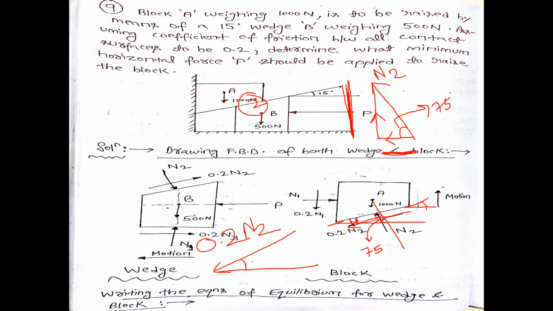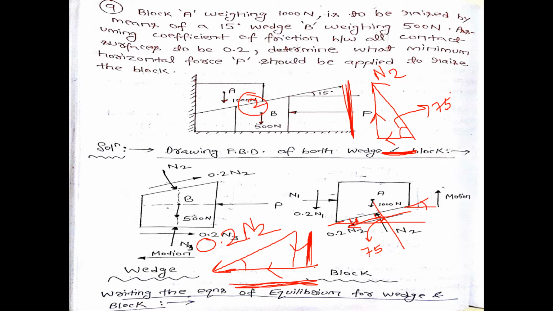This is the tail end, this is the head end. I have to move vertically like this and horizontally like this. If this is 15 degree, then this component will be 0.2 N2 cos 15 and this component will be 0.2 N2 sin 15. Is it clear? Yes, sir. Okay, so now we have resolved the forces.